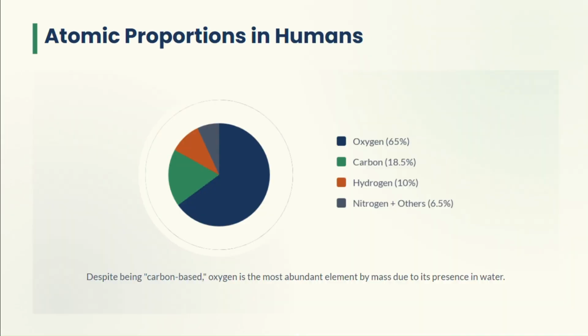Atomic proportions in humans include oxygen, which is 65%, carbon, 18.5%, hydrogen, 10%, and nitrogen and others at 6.5%. Despite being carbon-based, oxygen is the most abundant element by mass due to its presence in water, which makes up a significant portion of the human body.